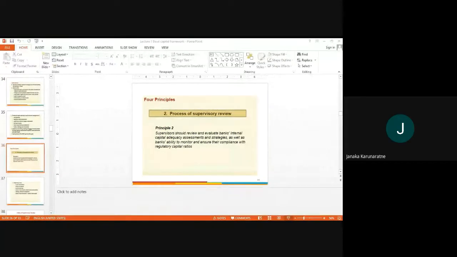Supervisors should review and evaluate banks' internal capital adequacy assessments and strategies, as well as banks' ability to monitor and ensure their compliance with regulatory capital ratios. So basically, once a bank does an ICAP, the responsibility also lies with the supervisors to look at whether what the bank has done is right or adequate. So that is the objective of Pillar 2.